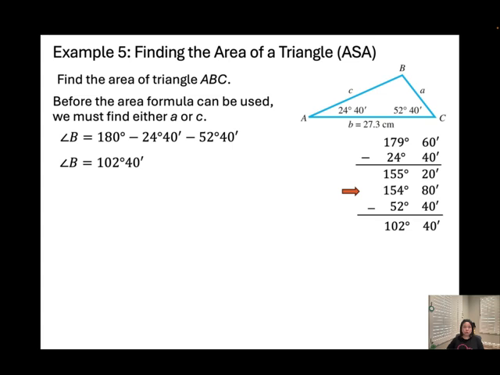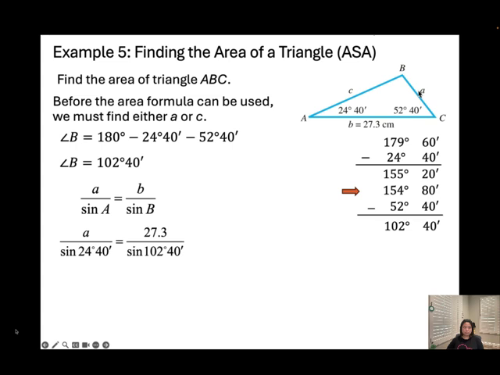And then I'm going to use the law of sines. Okay, I know the angle B and the side b. And then I know the angle A and I need to find the side a here. So plug it in. Solve it. Use your calculator. You should get 11.7 centimeters.